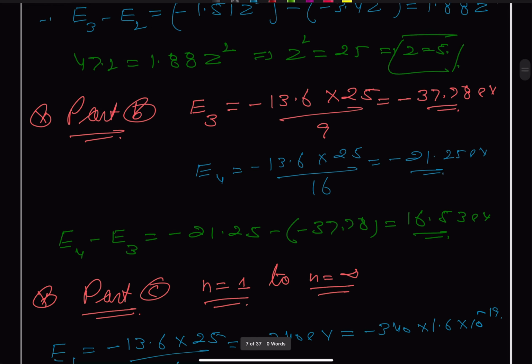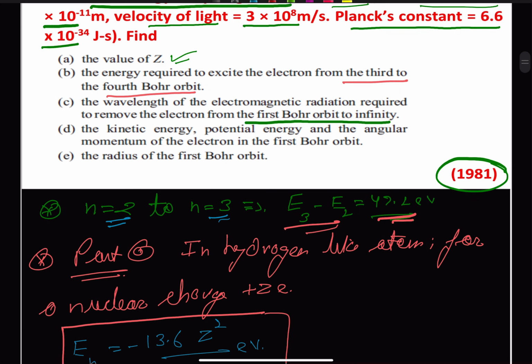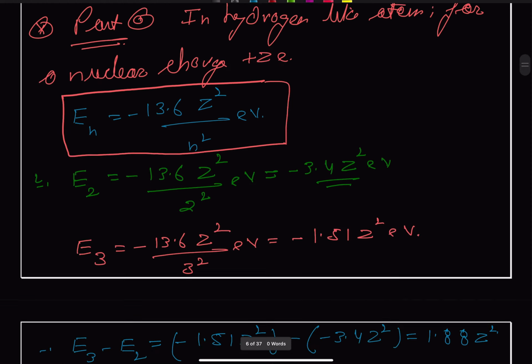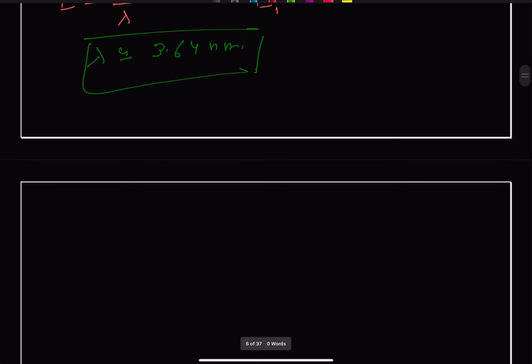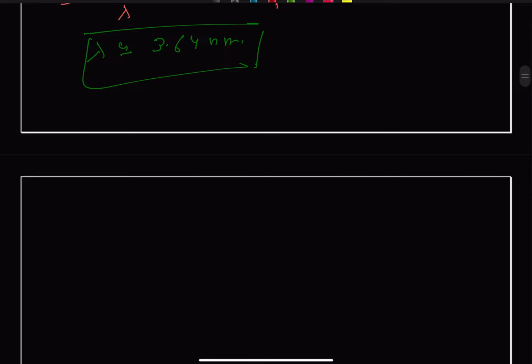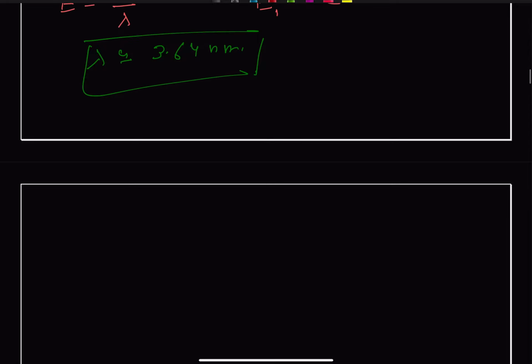And part D, we are supposed to find out the kinetic energy, potential energy, and angular momentum in the first Bohr orbit, and the last is the radius of the first orbit. Okay, so it is directly, you can say, based on the formulas, all these parts. So we write for part D.